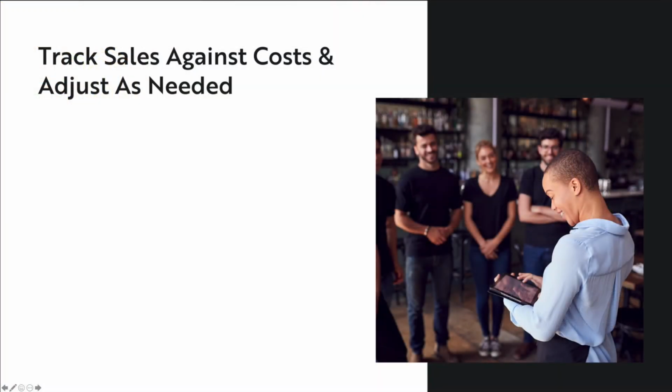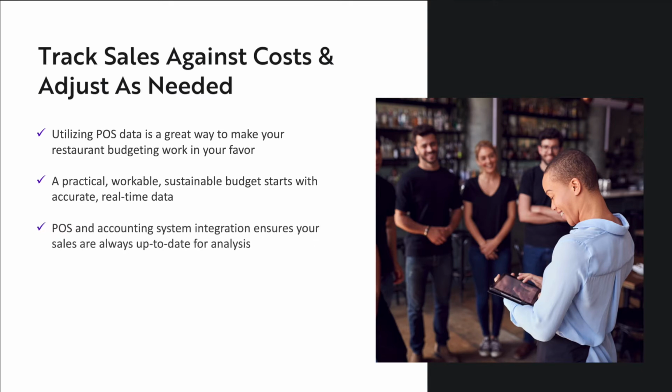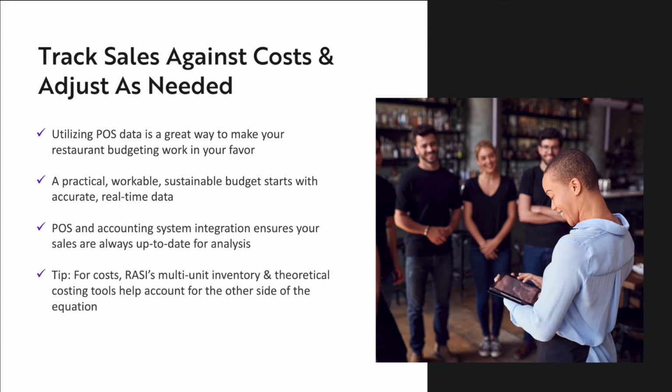Next, you want to track your sales against costs and adjust as needed. We mentioned it briefly before, but utilizing POS data is a great way to make your restaurant budgeting work in your favor. A practical, workable, sustainable budget starts with accurate, real-time data, and it's critical to have a reliable POS integration in place to ensure that your sales are always up to date for analysis. For costs, our multi-unit inventory and theoretical costing tool at RASI helps account for the other side of this exact equation.